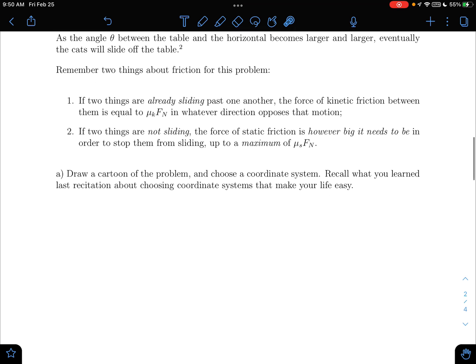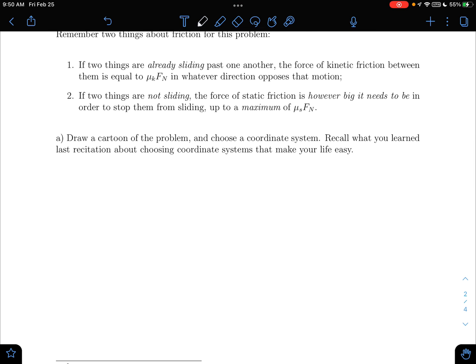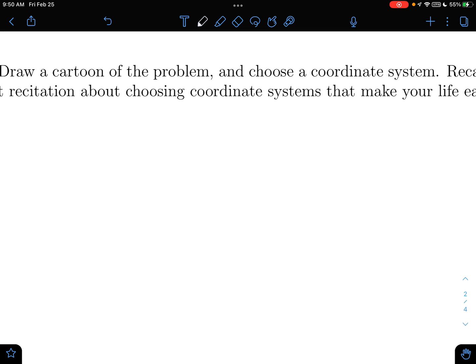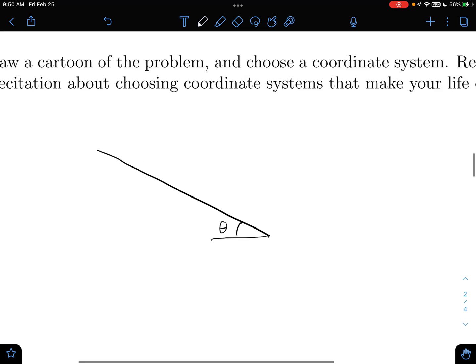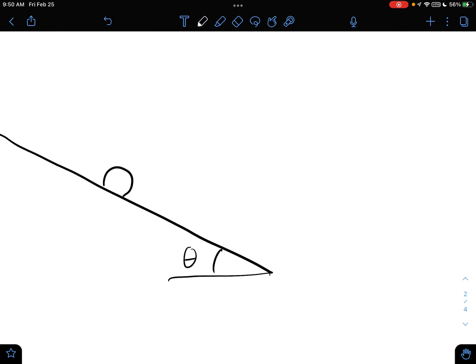So now let's draw a cartoon of this problem, and we're choosing our coordinate system. So we have our table. I'm just going to draw it at an already angled theta, that is not horizontal. Here's whatever theta is, and here's our cat, and a little tail. There we go.